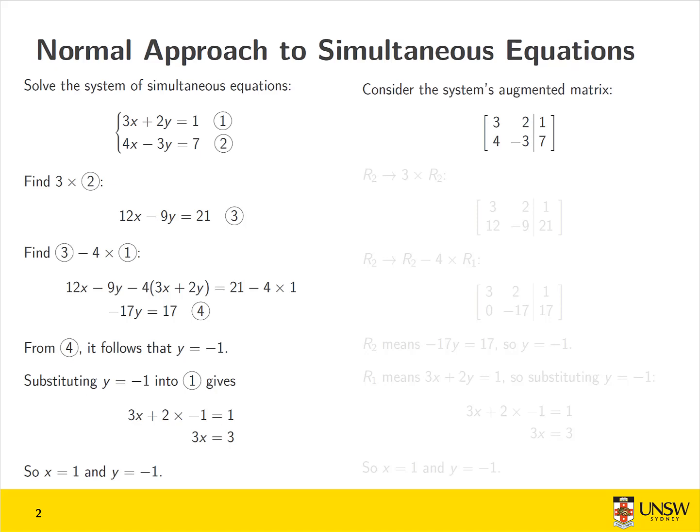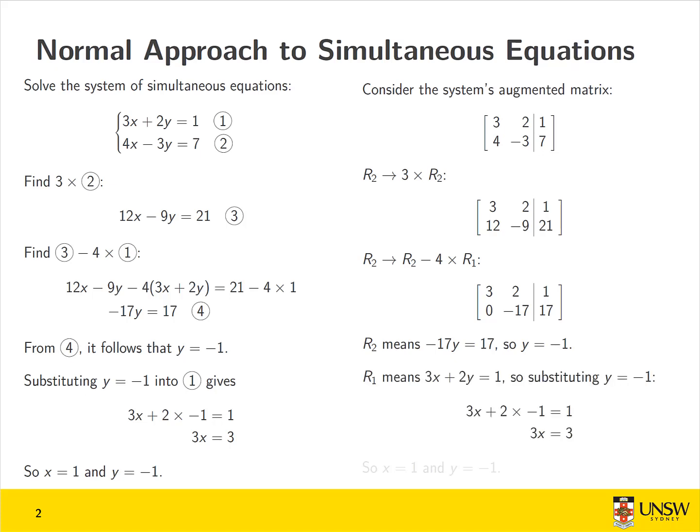Now, let's see how these steps are reflected in the augmented matrix. First, we multiply row 2 through by the number 3. Then, from row 2, we subtract 4 times row 1. Writing row 2 out in expanded equation form means 0x minus 17y equals 17, which tells us that y is negative 1. Writing row 1 out in expanded form means that 3x plus 2y equals 1. So we substitute y equals negative 1 into this equation to find 3x equals 3, and ultimately, the solution.